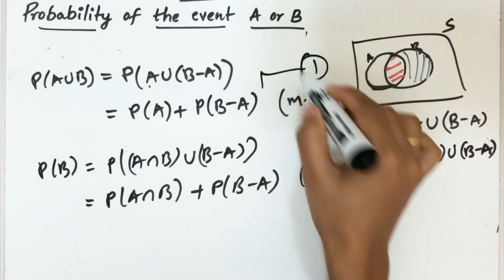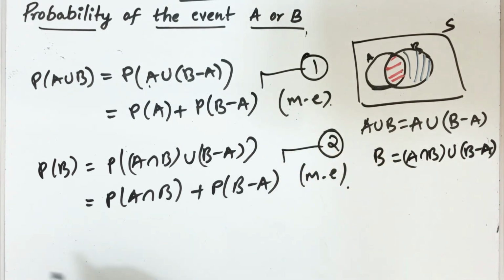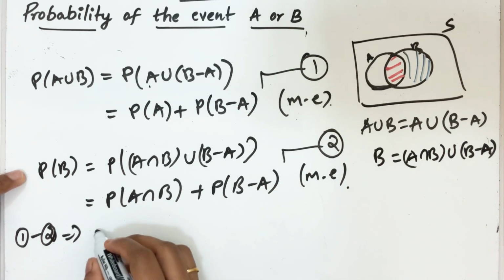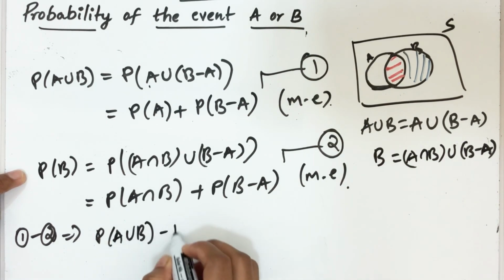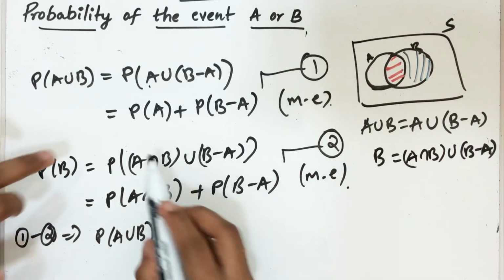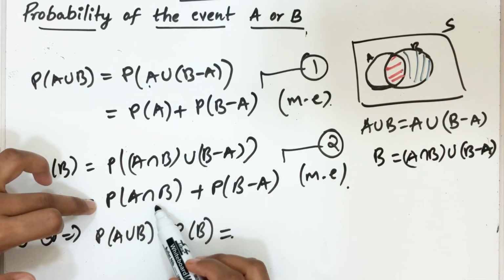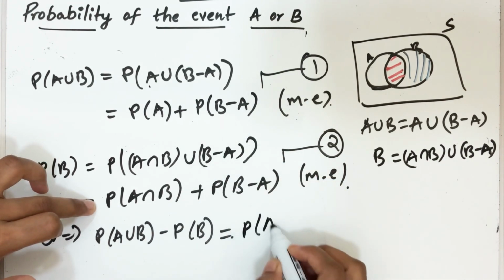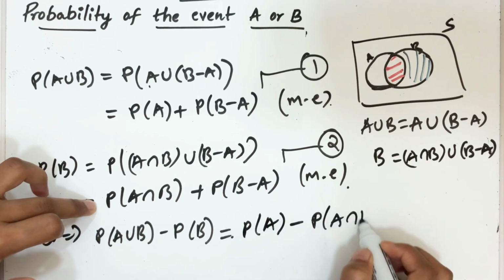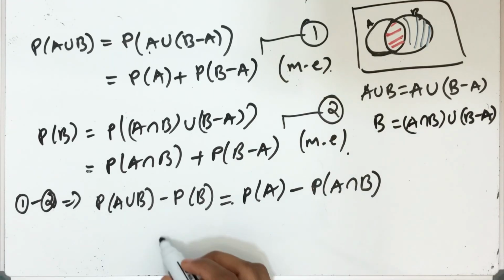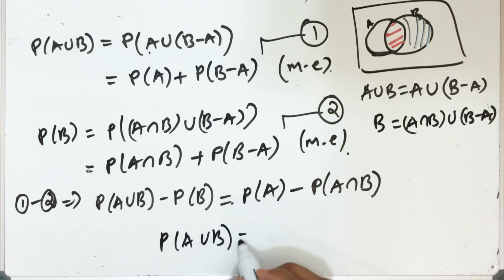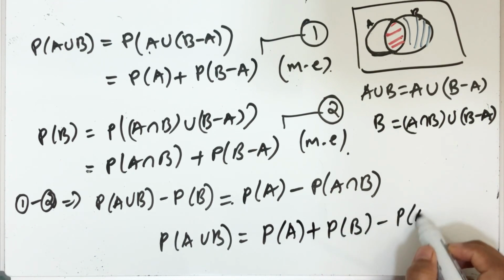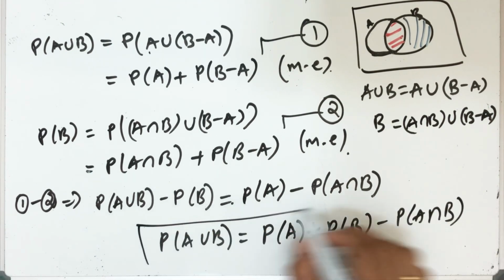Consider this equation as 1 and this one 2. Then 1 minus 2. What is 1 minus 2? P of A union B minus P of B is equal to P of A minus P of A intersection B, plus P of B minus A minus P of B minus A, which get cancelled. So P of A minus P of A intersection B. That is P of A union B is equal to P of A plus P of B minus P of A intersection B. Simple, right?